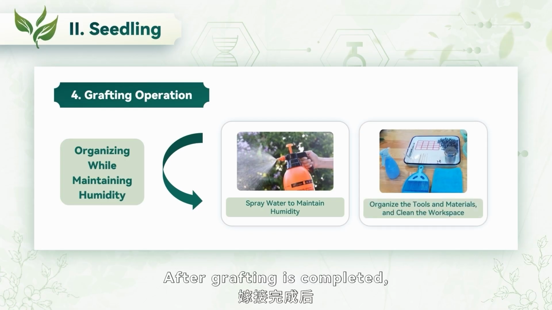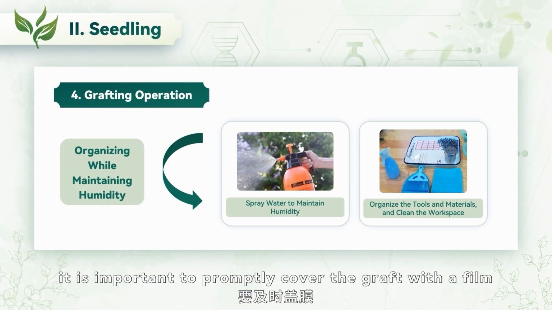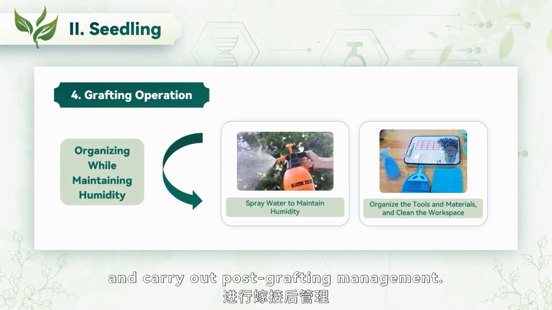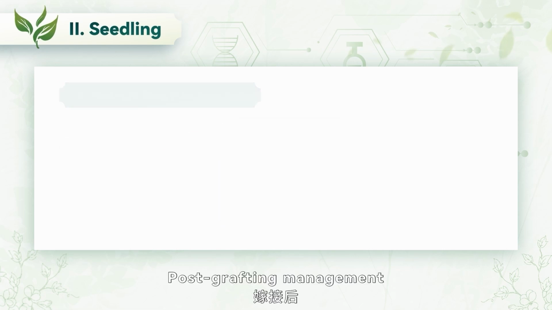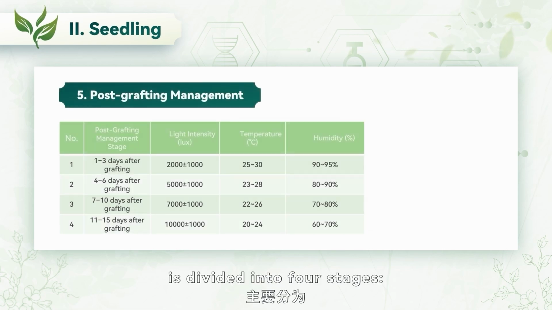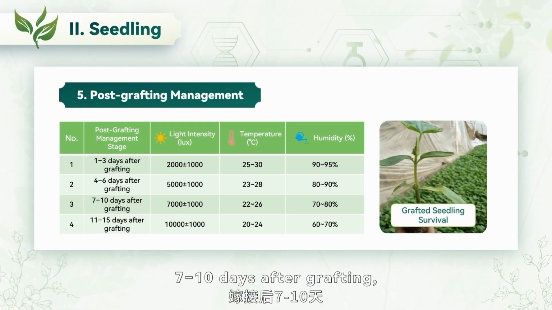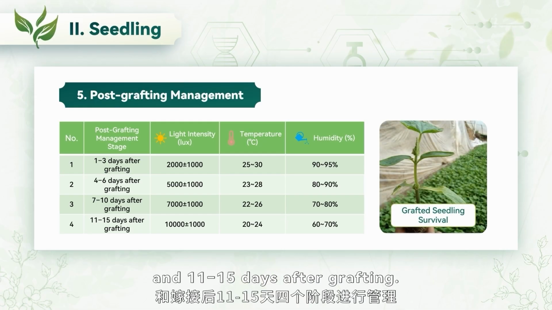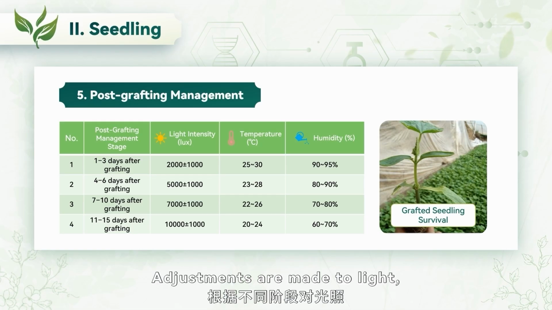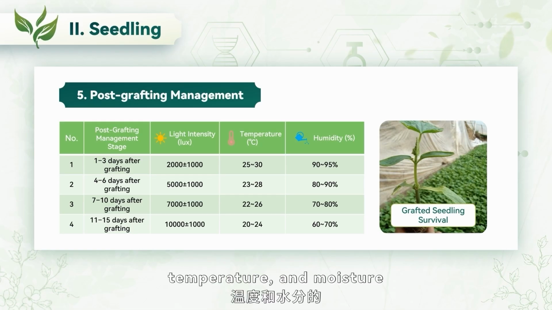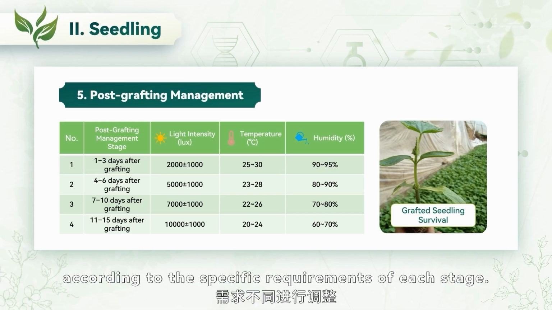After grafting is completed, it is important to promptly cover the graft with a film and carry out post-grafting management. Post-grafting management is divided into 4 stages: 1 to 3 days after grafting, 4 to 6 days after grafting, 7 to 10 days after grafting, and 11 to 15 days after grafting. Adjustments are made to light, temperature, and moisture according to the specific requirements of each stage.